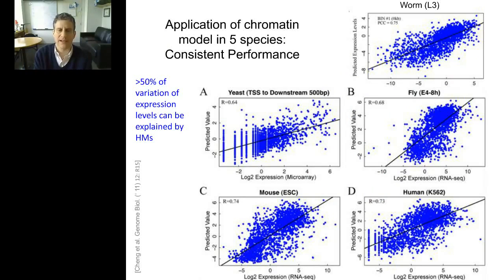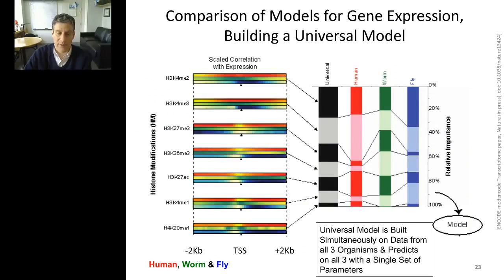Then the next thing we can do is use the same model to compare many different organisms. Here I show trying to build a model for worm, for fly, for human, for yeast, and for mouse. The bottom line is you can do relatively well in all the organisms if you build a model. You can see they look slightly different, and the R's are slightly different. But overall, you seem to be able to predict expression from the histone marks fairly consistently in human and many model organisms.